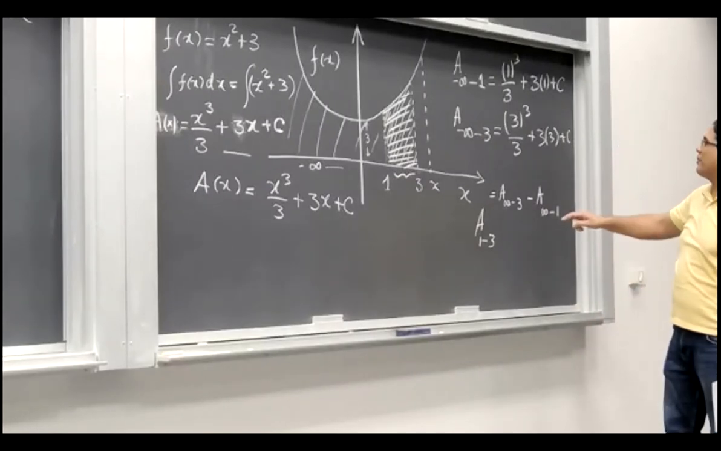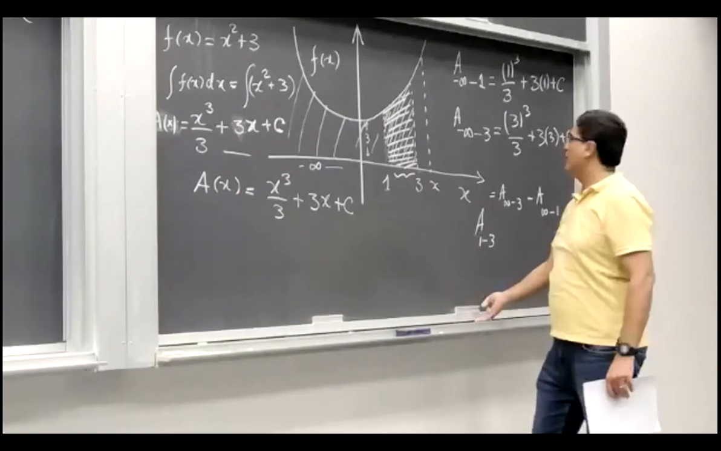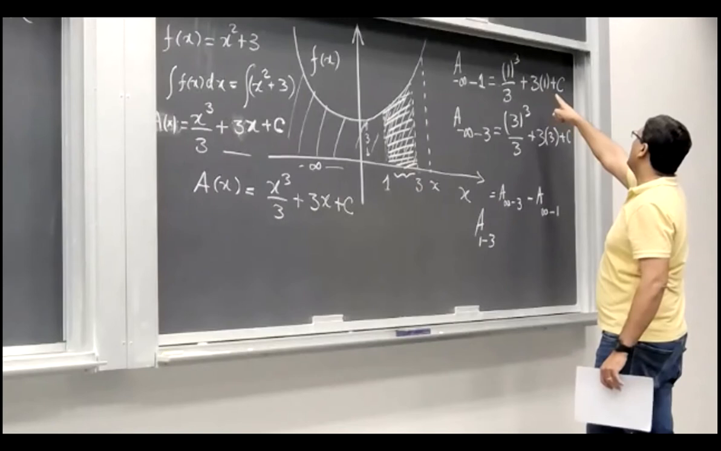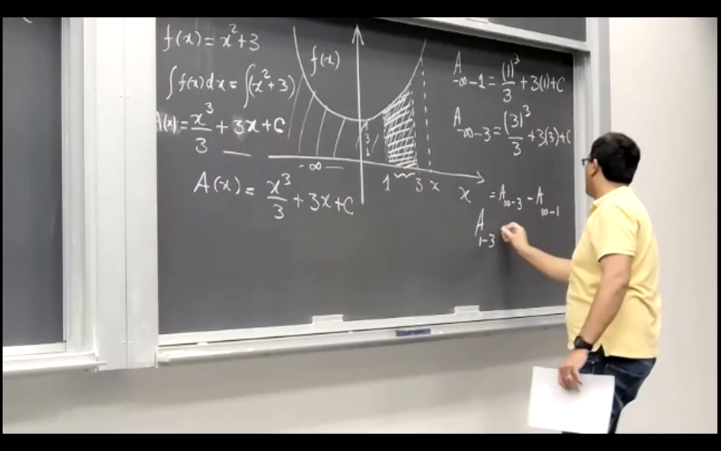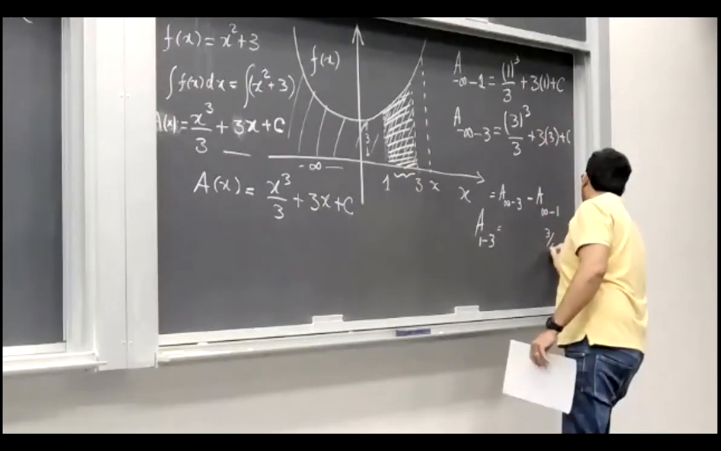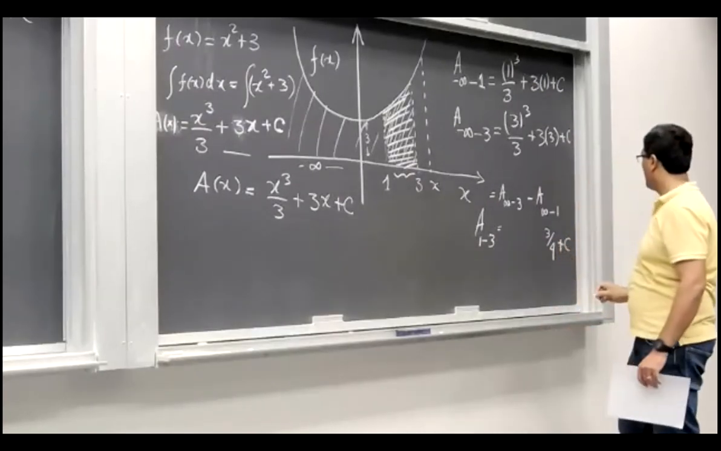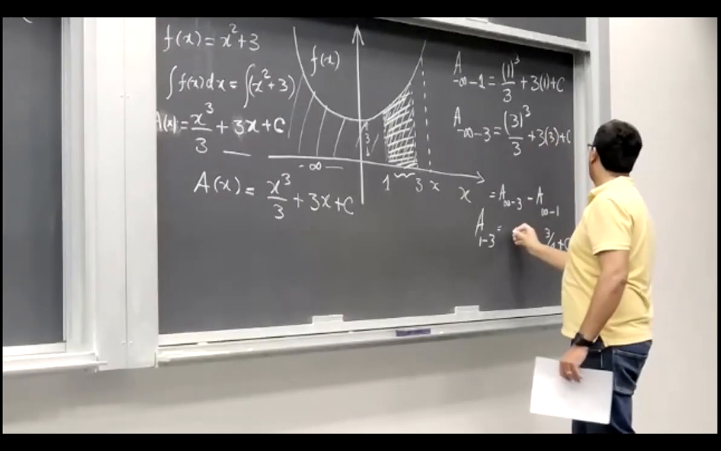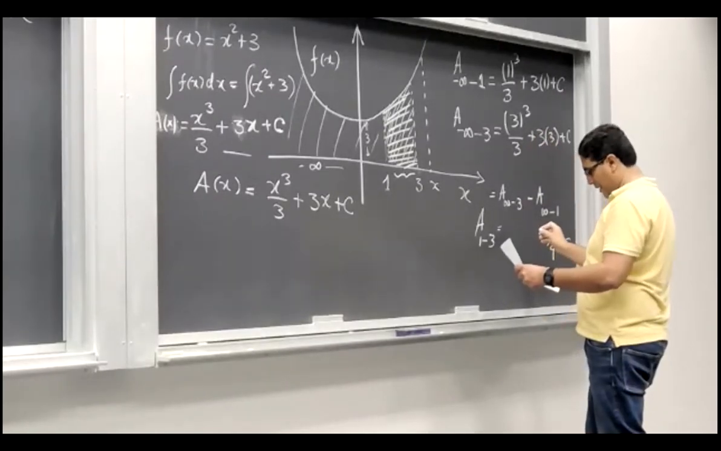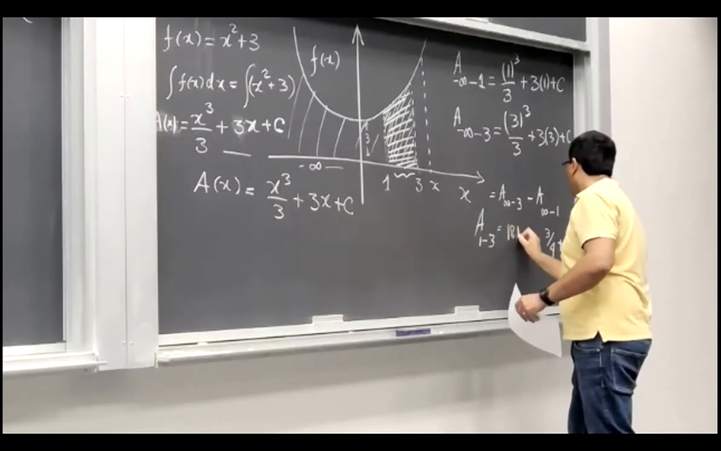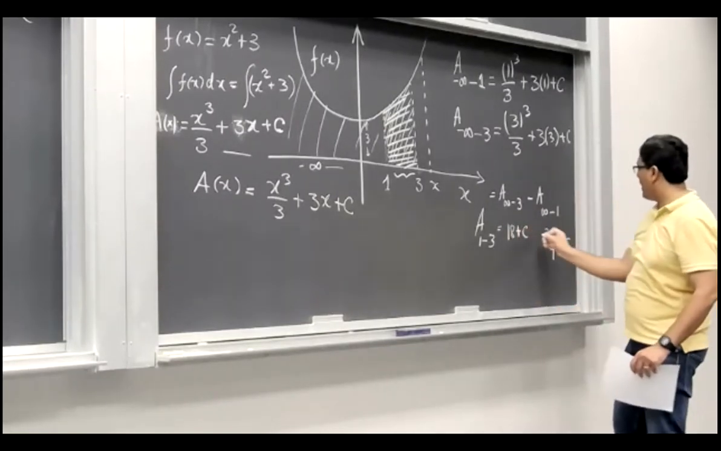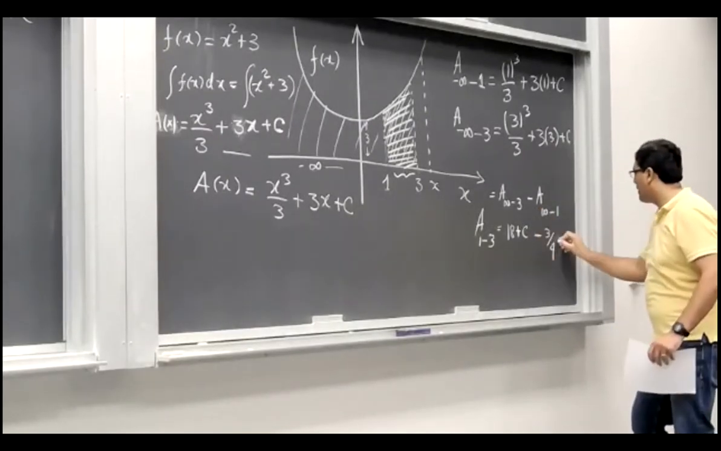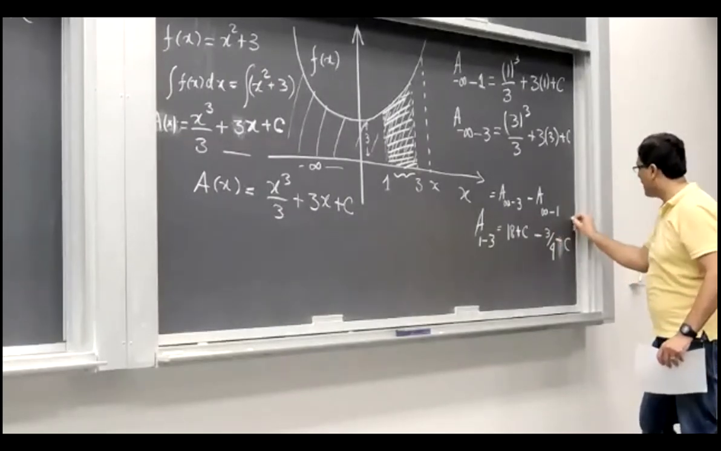Now let's do the actual subtraction, okay? If we do the actual subtraction, this is 1 over 3, and that's 3 by 4. So this area is 3 by 4 plus c. And this area is 9 plus 9, that's 18, plus c. And then a minus sign here because I have to subtract. And this would also become minus. So the c cancels.